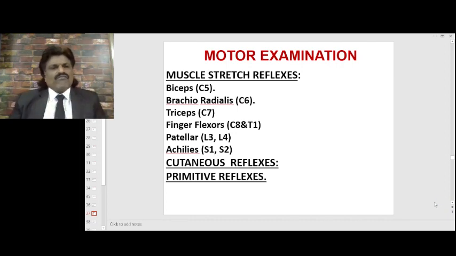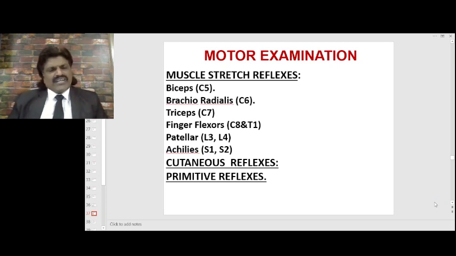So what is the root value for biceps? It is C5. For brachioradialis, it is C6. For triceps, it is C7. For finger flexors, it is C8 and T1. For patellar, it is L3, L4. For Achilles reflex or ankle reflex, it is S1, S2.